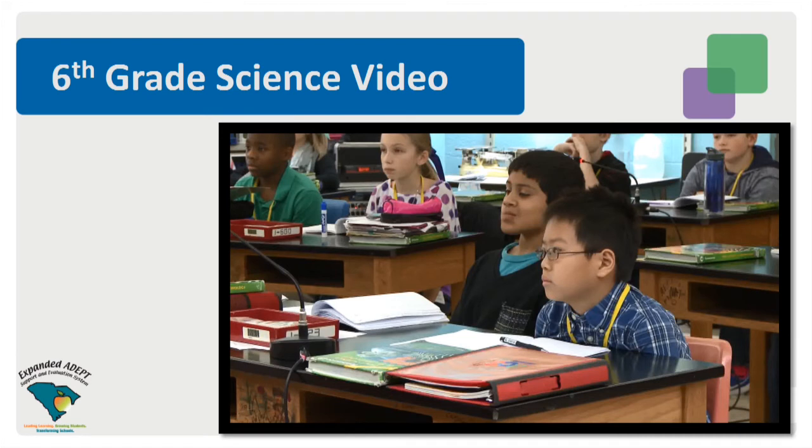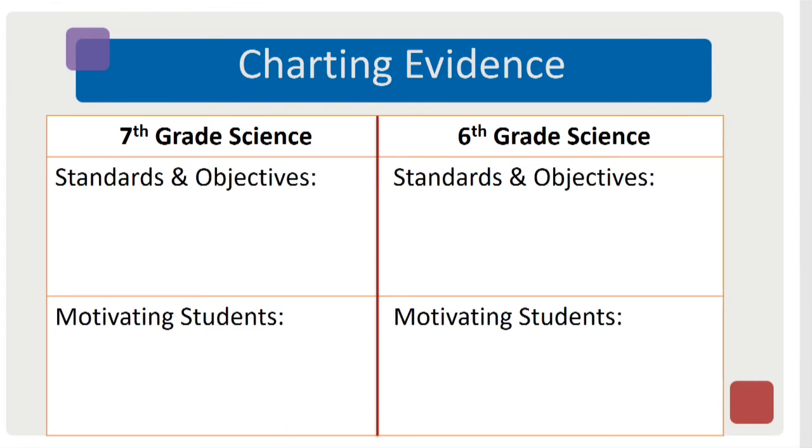Participants will now watch a 6th grade science clip. Participants will switch scripting roles. The length of this video is 3 minutes. After watching the video, you will take 10 minutes for table groups to chart the evidence for the 2 indicators using this chart.